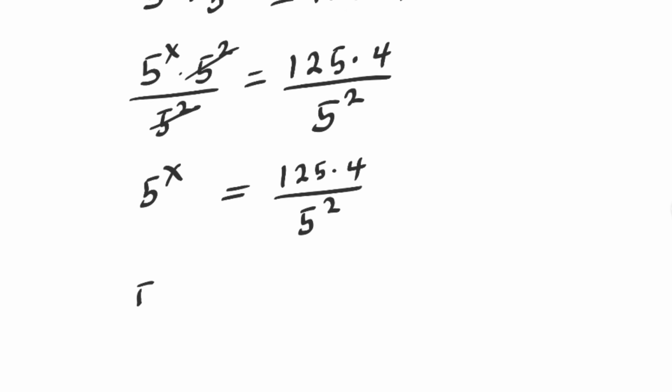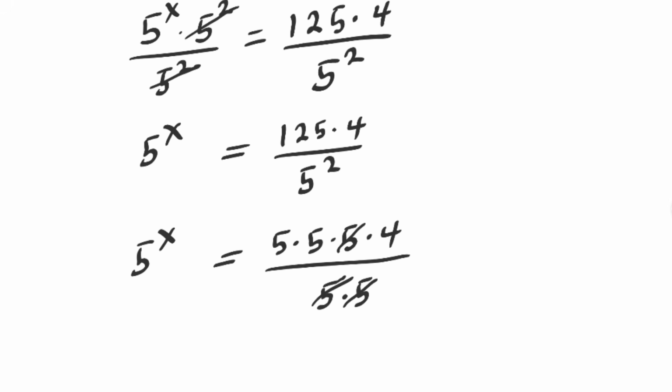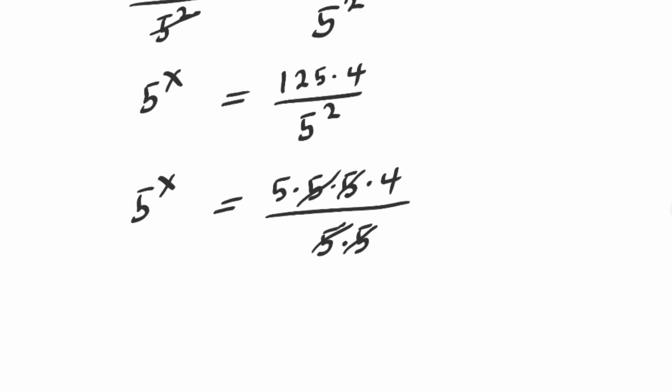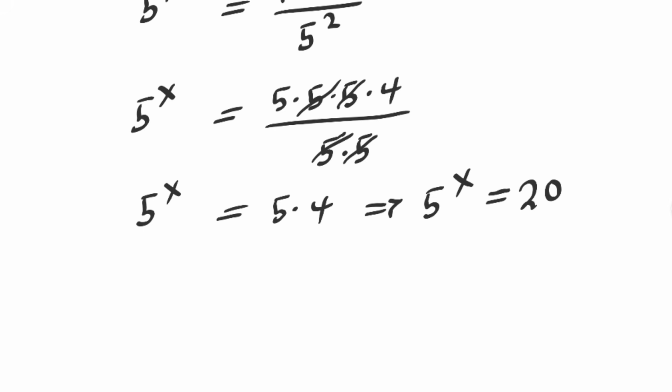Now here we have 5 raised to power x is equal to 125, which can be written as 5 multiplied by 5 multiplied by 5, then multiplied by 4 over 5 square. This is 5 multiplied by 5. Then this cancels this and this cancels this. So we have 5 raised to power x is equal to 5 multiplied by 4. This is the same thing as 5 raised to power x is equal to 20.